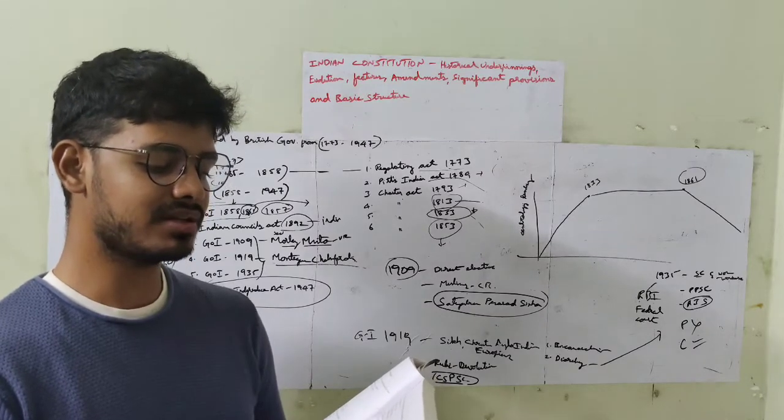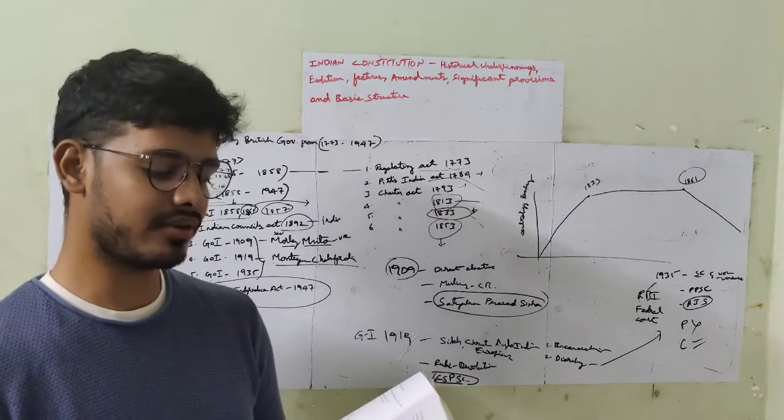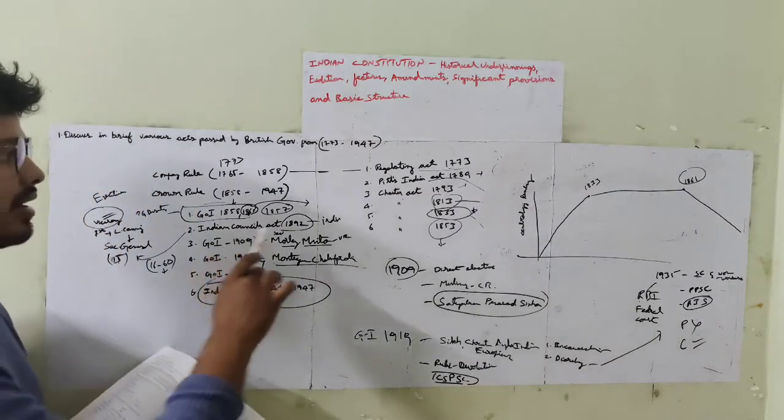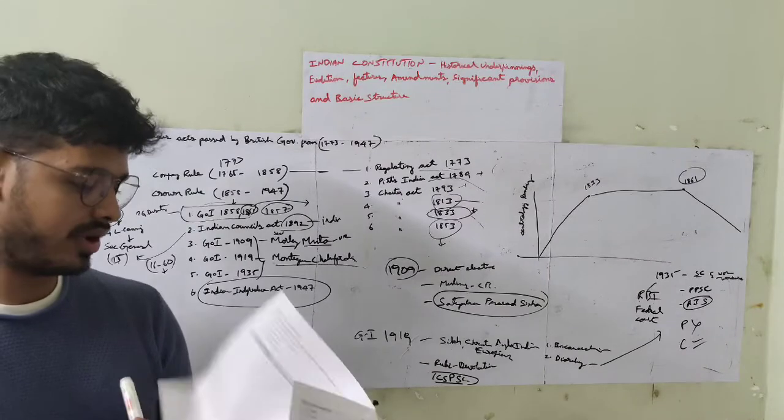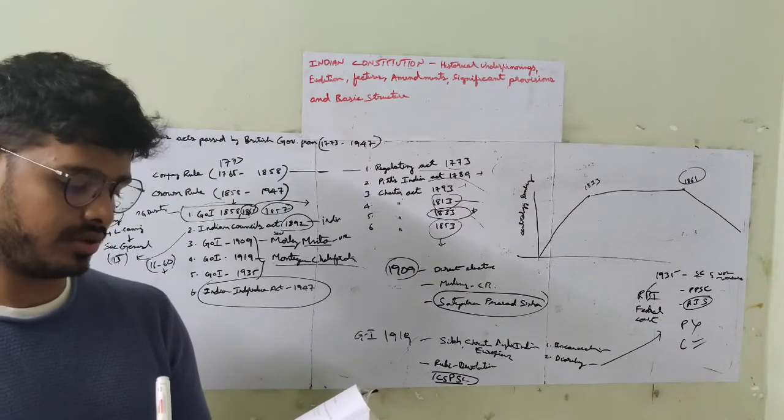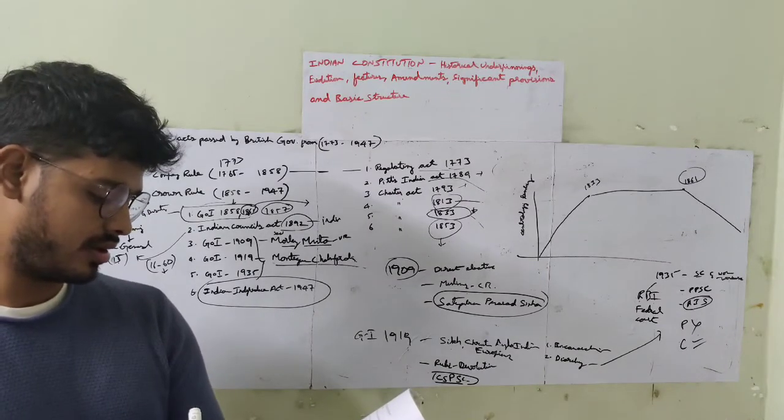Foundation of British administration in India: the Regulating Act of 1773. This Act established only British control, right? So this is the correct answer. We have discussed four questions in less than one minute.